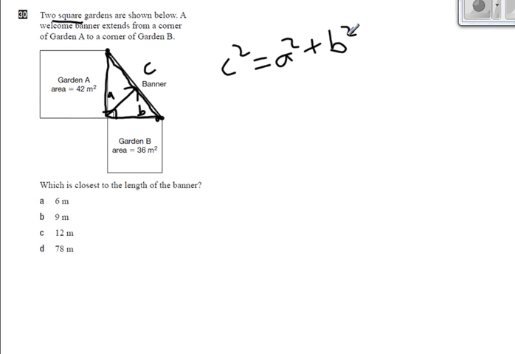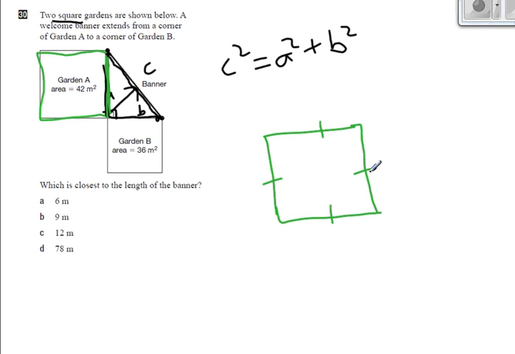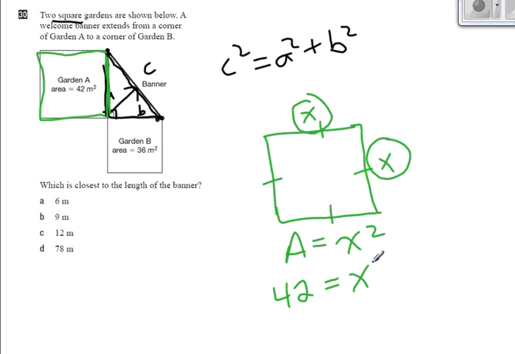But now I need to figure out, what is A and what is B? So let's look carefully at the diagram. A is one side of this square, and the square has an area of 42. A square is special because all sides are the same length. So if I call this side x, I have to call this side x. And therefore, what's the area? Area is length times width, that's x times x. The area of a square is x squared. So 42 is x squared. If I take the square root of 42, then I will know what the length of each side is. Square root of 42 in my calculator is 6.5. So this side here is 6.5.